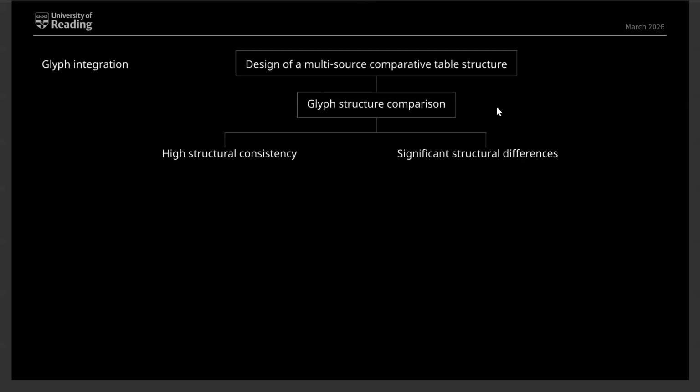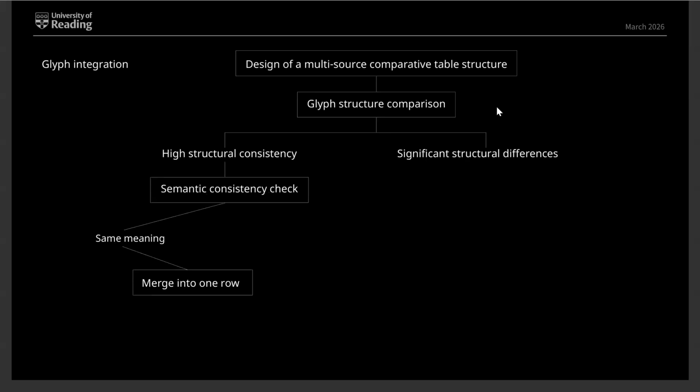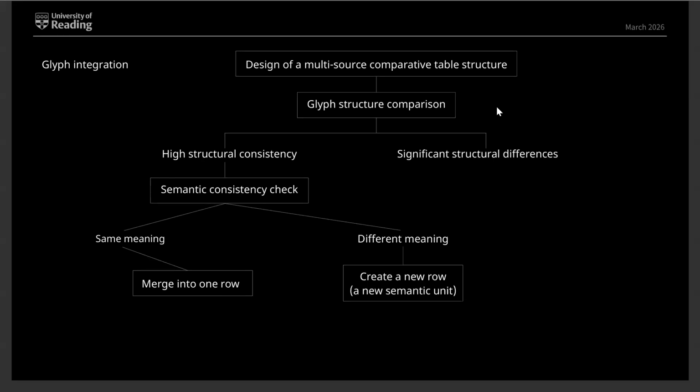In this comparison process, some forms show high structural consistency, while others show significant structural differences. So the problem is not simply to connect forms. The real problem is to decide how different forms are related. If the forms are highly similar in structure, then we move to the next step, which is semantic checking. If both structure and meaning match, the forms are placed in the same row of the master table. If the meaning does not match, then a new row is needed.